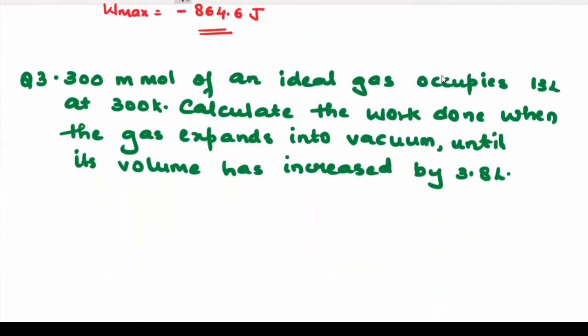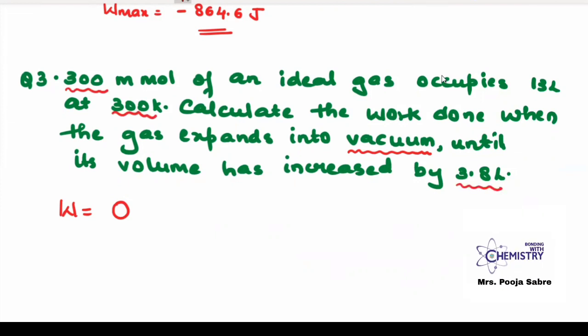300 millimole of an ideal gas occupies 13 liter at 300 Kelvin. Calculate the work done when the gas expands into vacuum until its volume has increased by 3.8 liter. Now, if you carefully read the question, I can see the word vacuum. Whenever you come across the word vacuum, and if the question is asked on W, the answer will be 0. Just simply looking at the question, do not panic by looking at all the values. All these values are simply given to confuse you. Simply look at the word vacuum. So W is equal to 0.